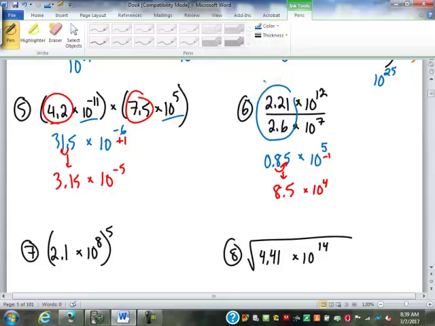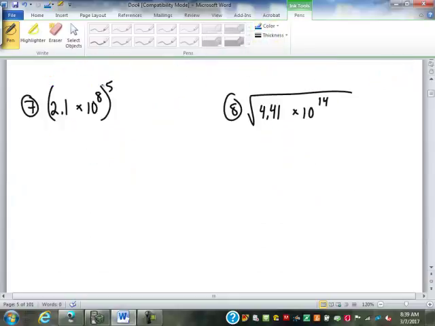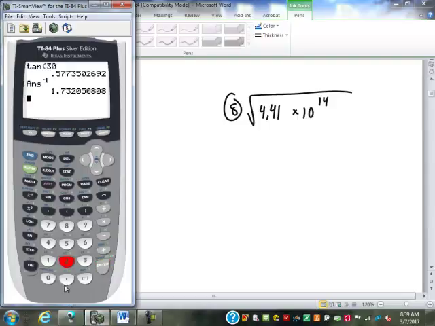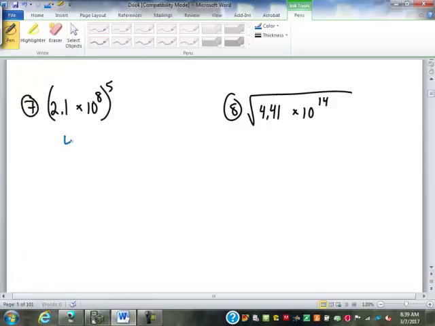Down here, the 5th power, we have to take the 2.1 to the 5th power, which gives us 40.84. 10 to the 8th to the 5th power is 10 to the 40th. And then, of course, we still need to move that, 4.084 times 10. Is it going to be 39 or 41? 41. This number got smaller, the power gets larger.